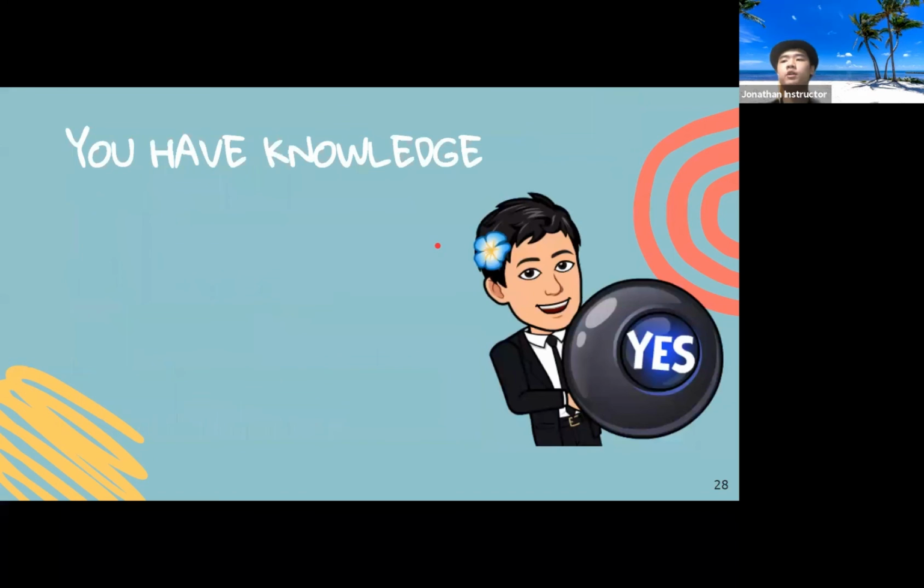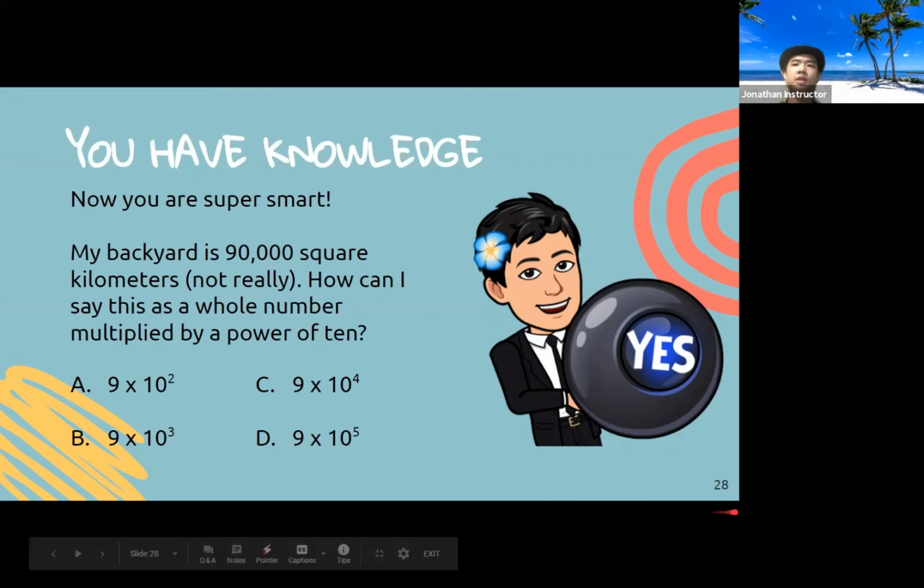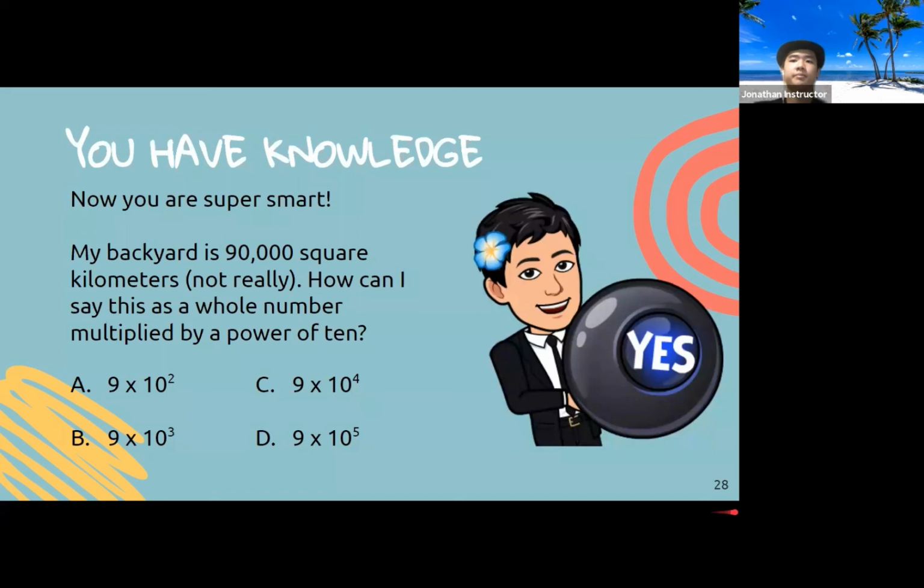Okay, now you have the knowledge to solve these problems. Now you are super smart. So my backyard is 90,000 square kilometers. That's a lot of kilometers, but I wish it was that big. How can I say this as a whole number multiplied by a power of 10? This is tricky. Is it A, 9 times 10 to the 2, B, 9 times 10 to the 3, C, 9 times 10 to the 4, or D, 9 times 10 to the 5? I'll give you a couple of seconds to think about this one, and then I'll go for it.